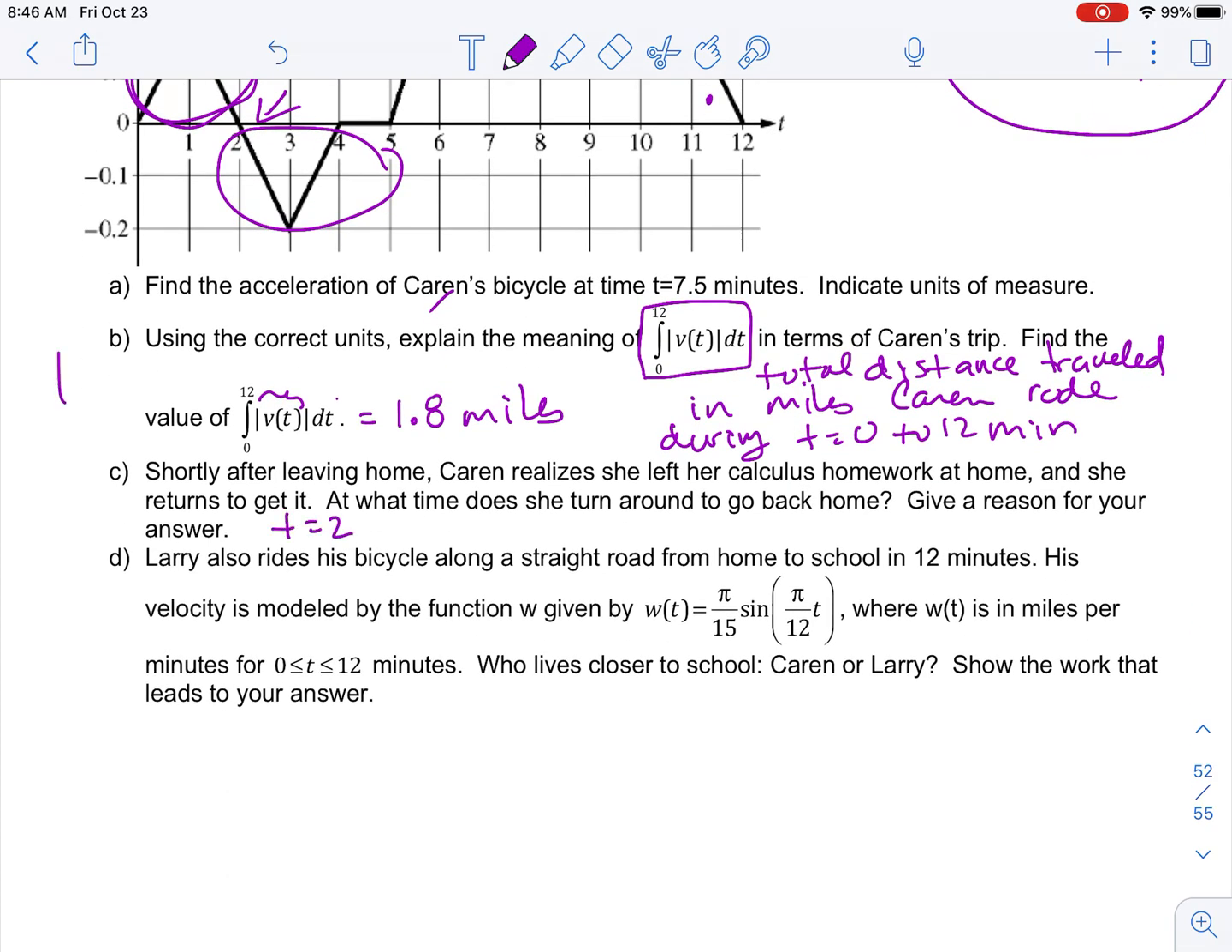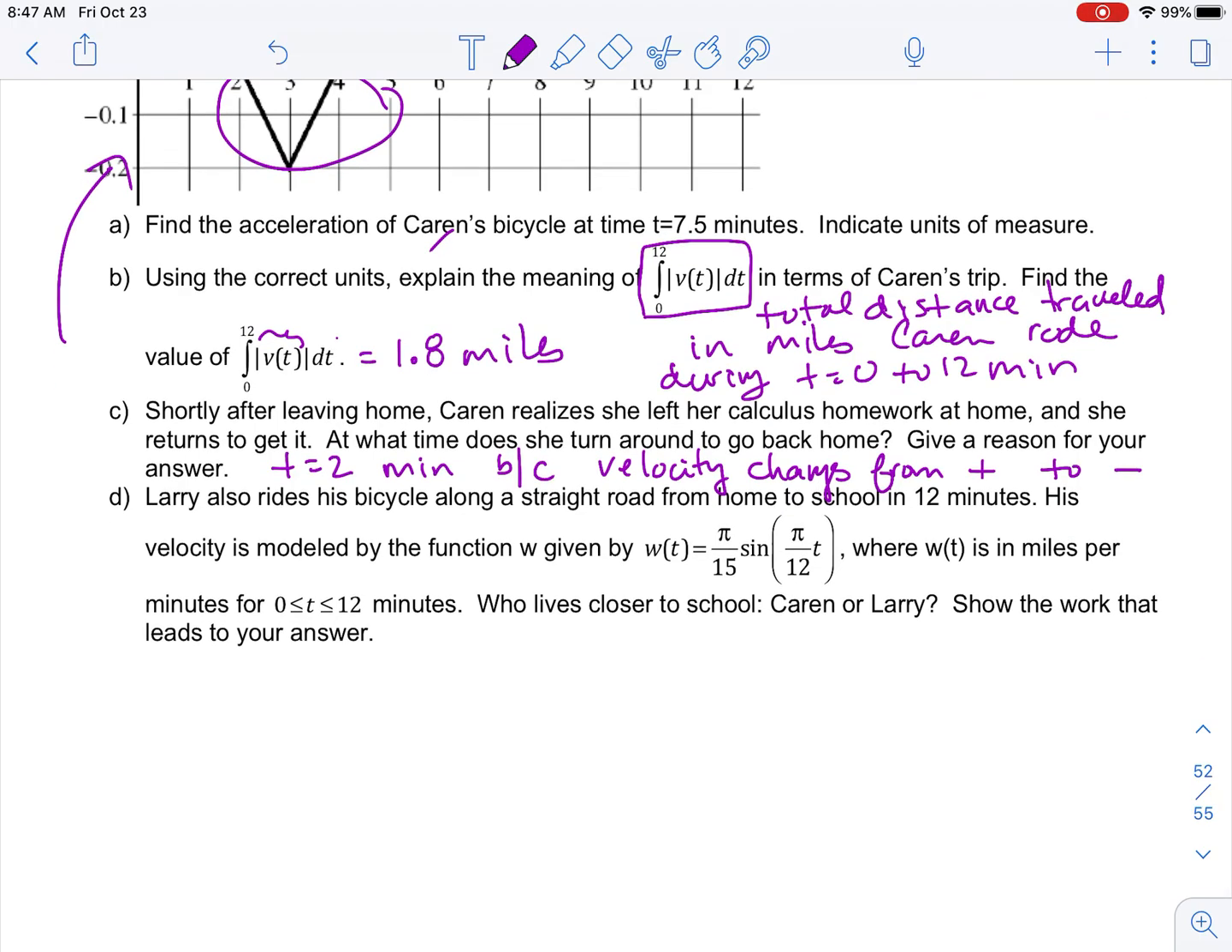And your reason is, you always justify based on what you're given. It's because the velocity changes from positive to negative. Or you could say velocity changes signs, and that would be fine as well.